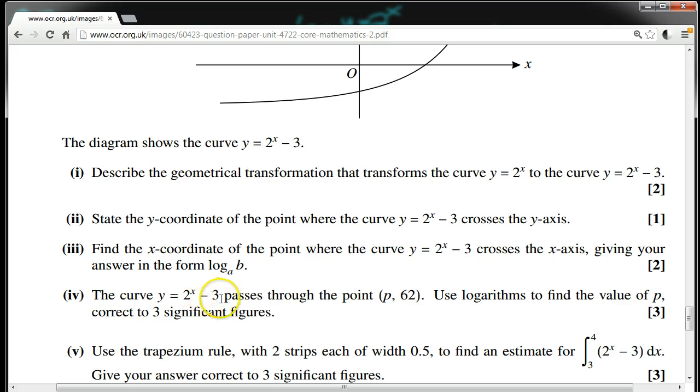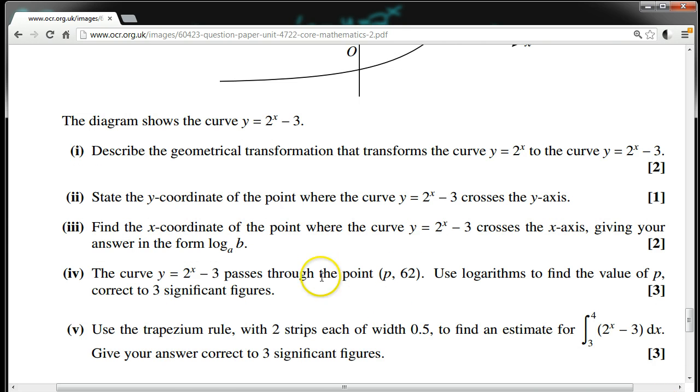The curve y equals 2 to the x minus 3 passes through the point P(p, 62). Use logarithms to find the value of p correct to three significant figures. Use the trapezium rule with two strips, each of width 0.5, to find an estimate for the integral between 3 and 4 of 2 to the x minus 3, giving your answer correct to three significant figures.